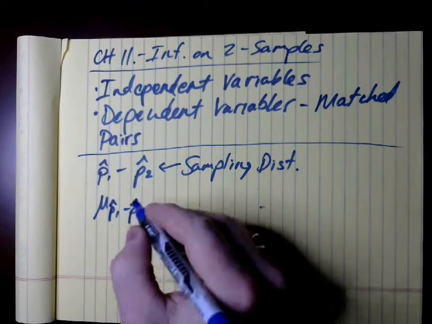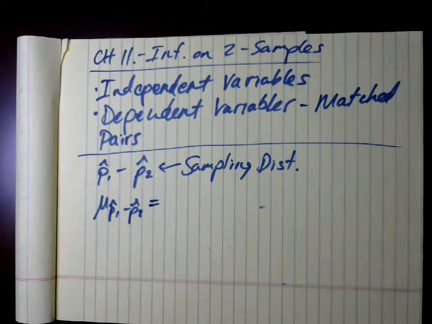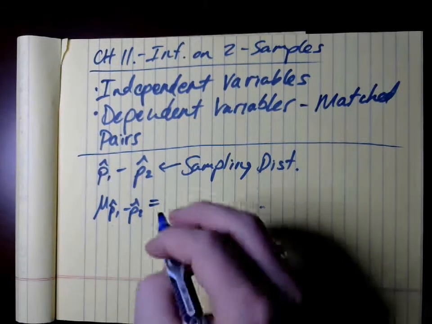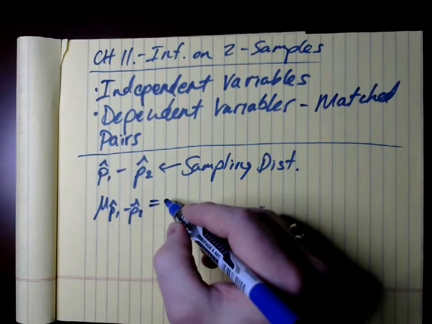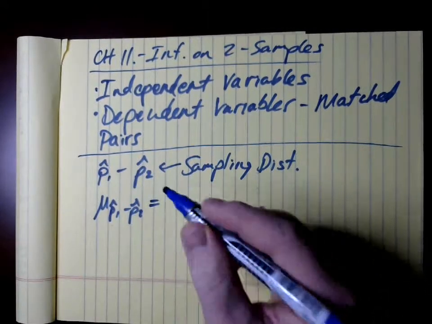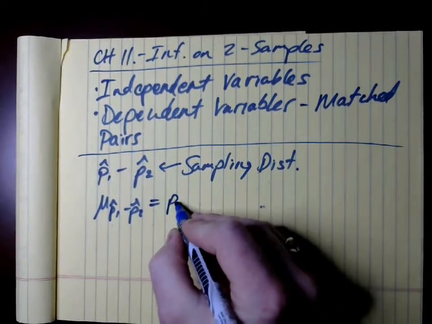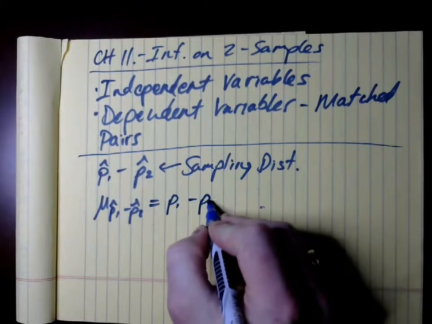Okay, and this can be estimated since, when we're talking about sampling distributions like Chapter 8, we know what the population looks like. So the best estimate of the center of this distribution is P1 minus P2.